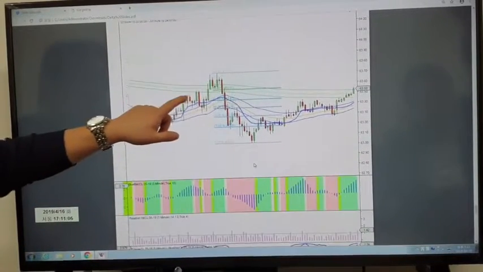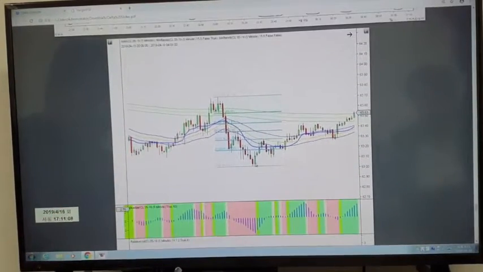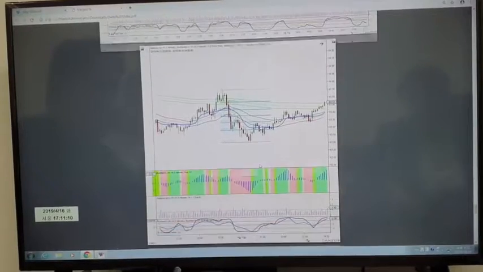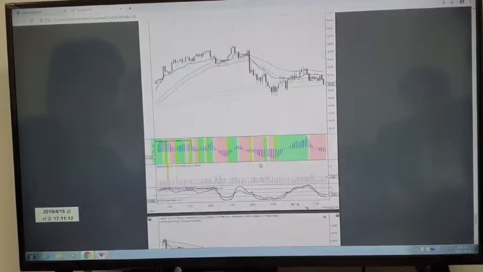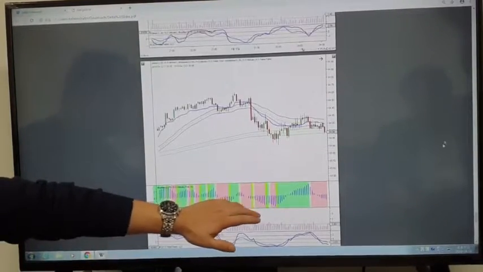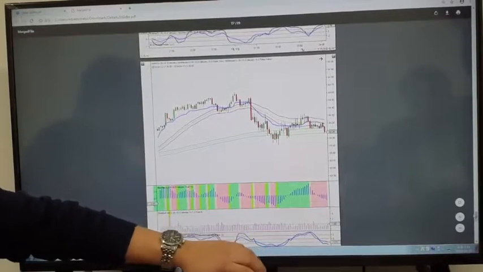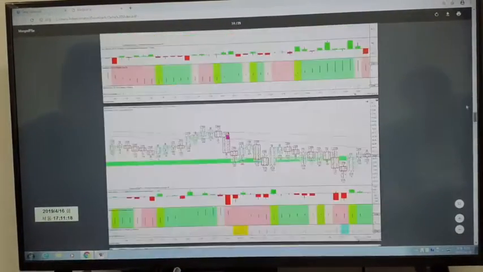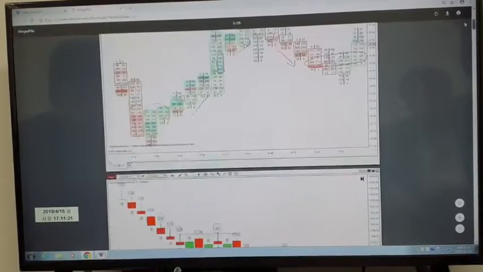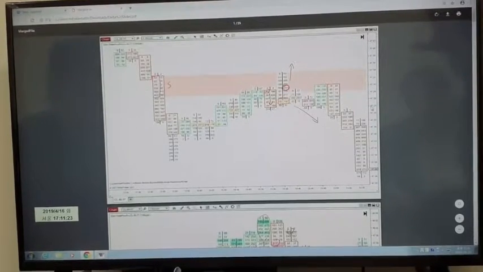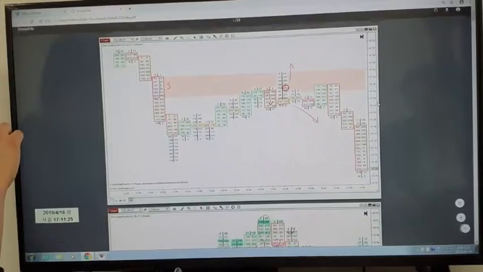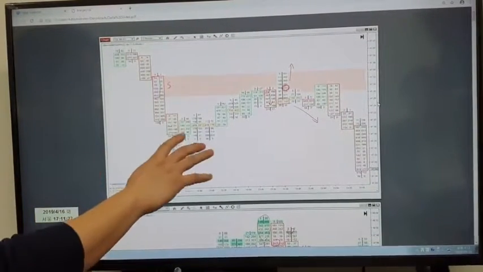So this is the 5 minute crude oil from yesterday. So these are the price based signals. Another is the volume based signals. The second part of the signal comes from the volume.